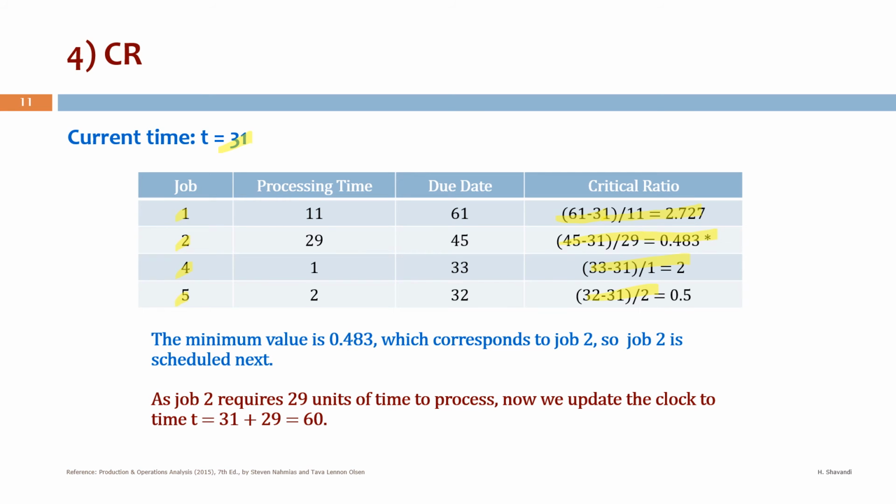And as you see here, the minimum is for job number 2. So the second job here will be job number 2. As you see here, their processing time is 29. So 31 plus 29 will be 60, right? Yes, 60. So 60 will be the current time for the third job.